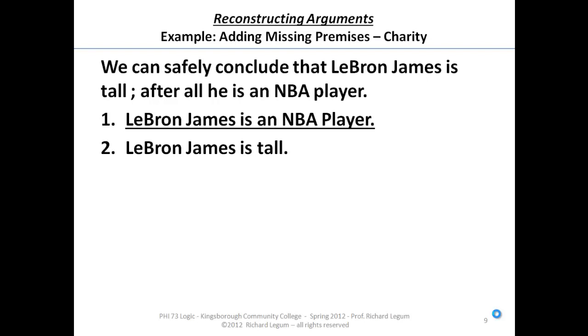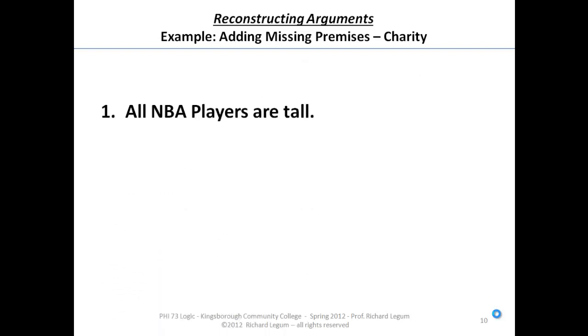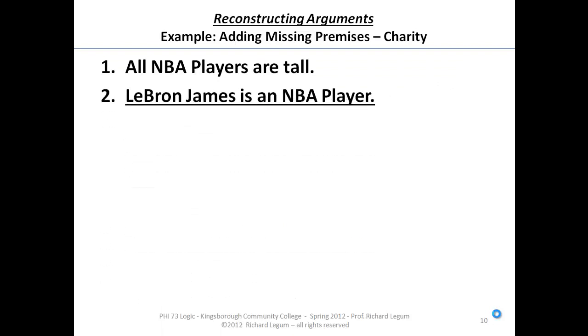Again, as with our examples before, the conclusion does not follow logically from that premise. There's a missing premise that we should be adding because it is not valid as is. So we're going to use the principle of charity to try to add a premise to at least make a valid inference and make it the best argument we can. All NBA players are tall. LeBron James is an NBA player, therefore LeBron James is tall. So we added that as a first premise.